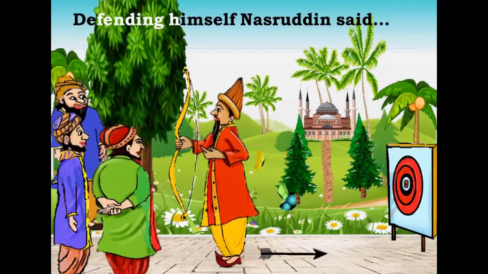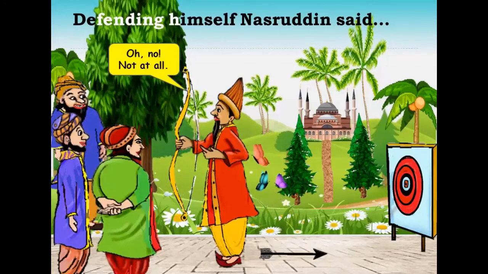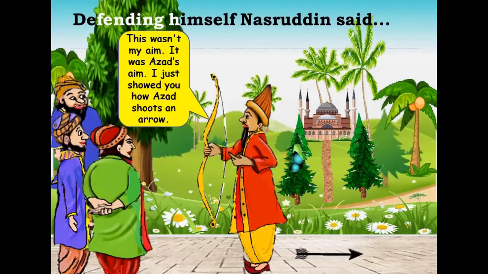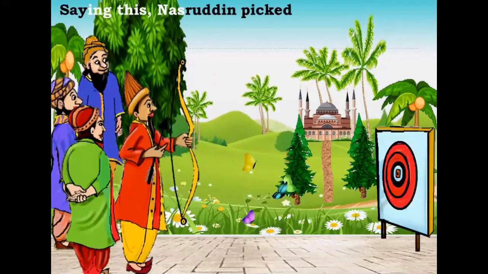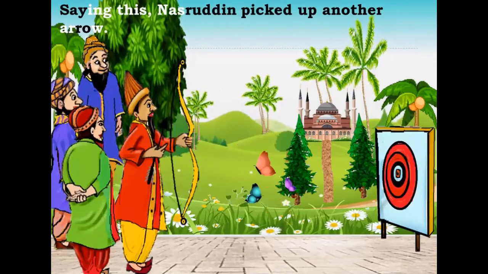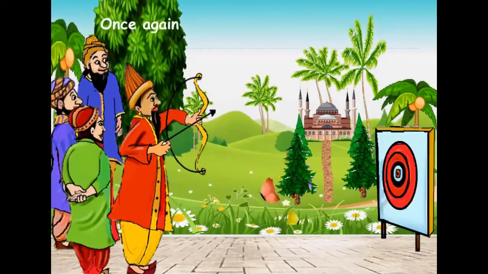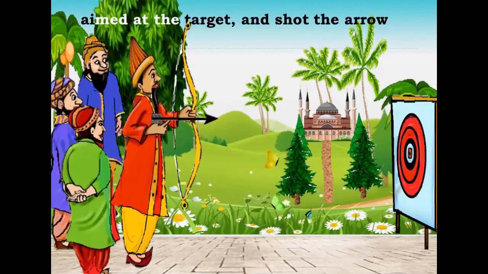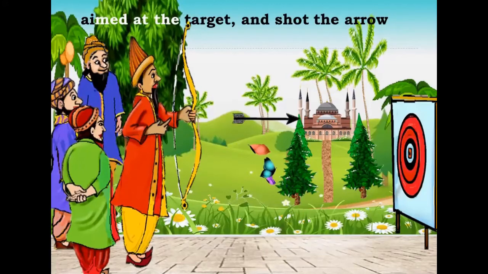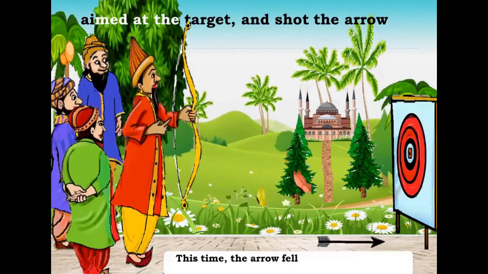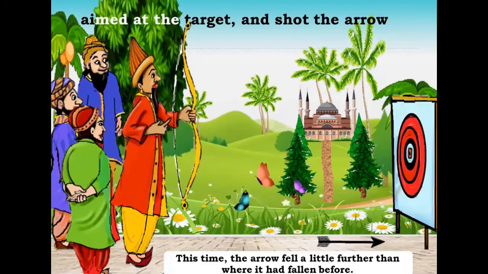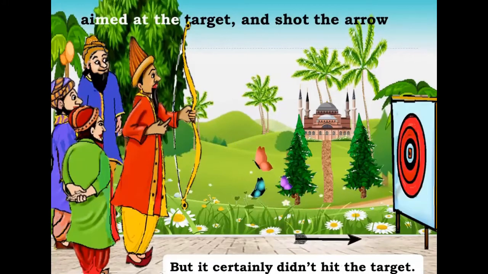Defending himself, Nasruddin said, "Oh no, not at all. This wasn't my aim. It was Azad's aim. I just showed you how Azad shoots an arrow." Saying this, Nasruddin picked up another arrow. Once again, he strung the bow, aimed at the target and shot the arrow. Whoosh! This time, the arrow fell a little further than where it had fallen before. But it certainly didn't hit the target.